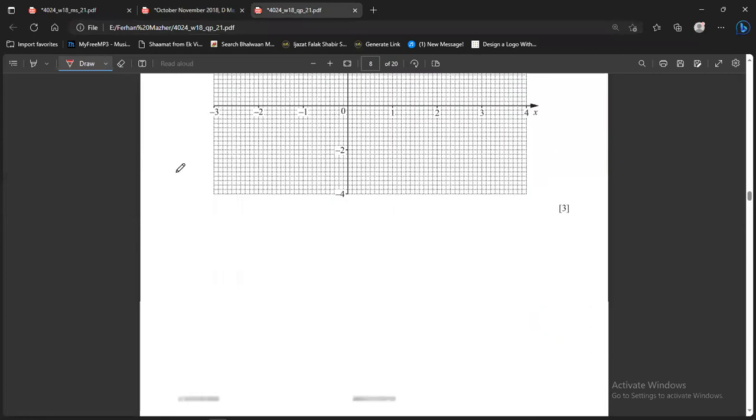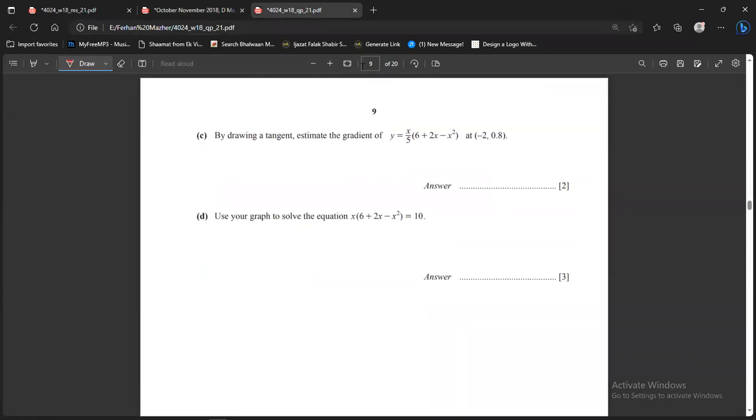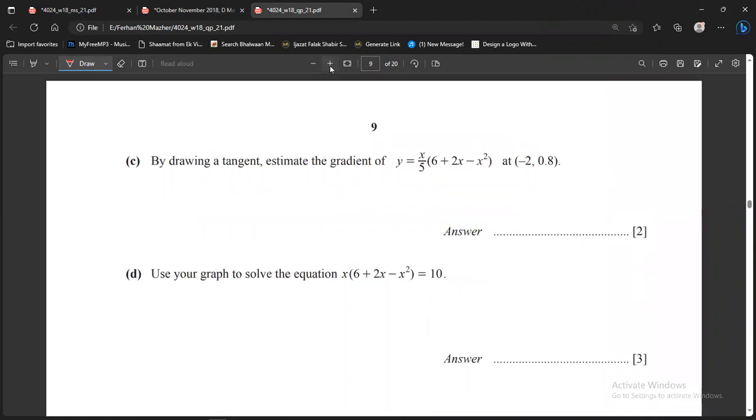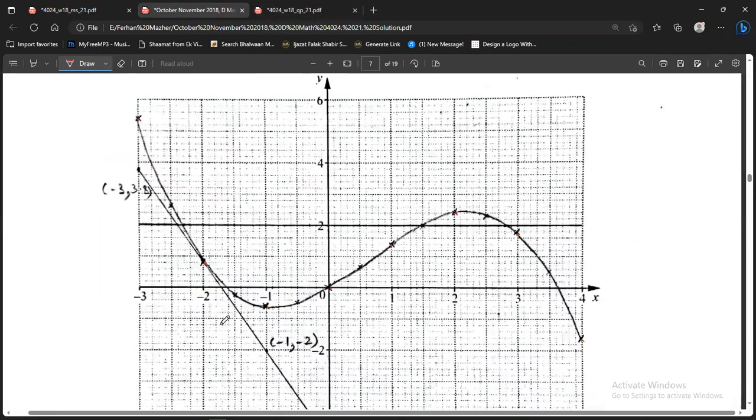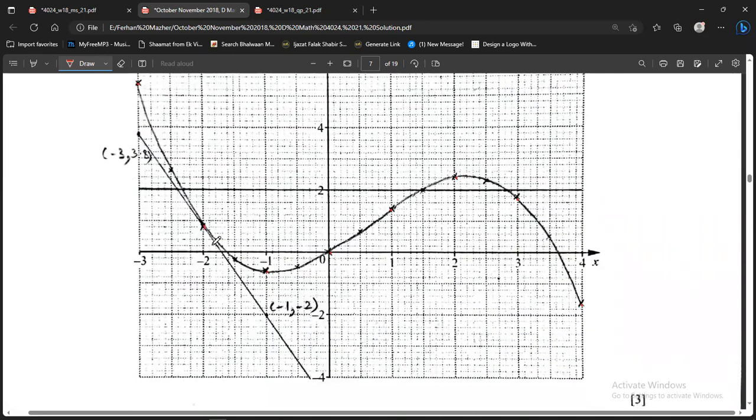So then what do they say? They say by drawing a tangent, estimate the gradient of y equals x by 5 bracket 6 plus 2x minus x square bracket close at the point minus 2 comma 0.8. So at minus 2 comma 0.8 is the point. You have to draw a tangent here. So the tangent is a line which will touch that graph only at that point. So this is my tangent. Okay. So I will take 2 points on this tangent line.